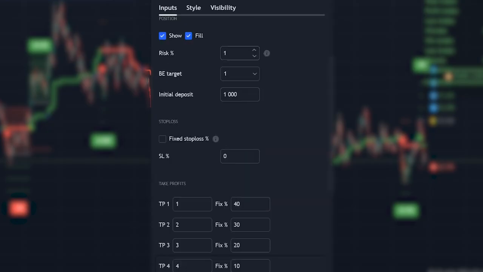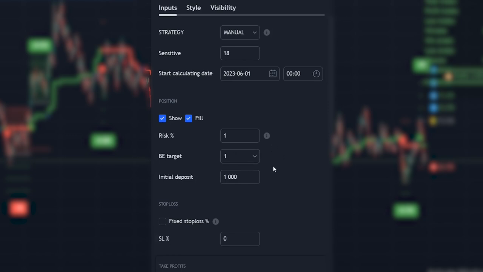It is also worth considering that all profit calculations are based on a risk percentage. You can adjust the risk percentage in the indicator inputs. It is strongly recommended to risk between 1 and 2% of your account balance per position. Here, you can also change the initial account balance. For example, if you're planning to start trading with 100 USD, simply set this value to 100.